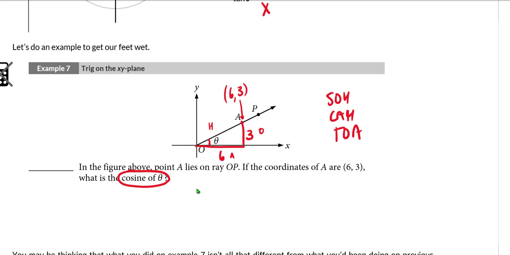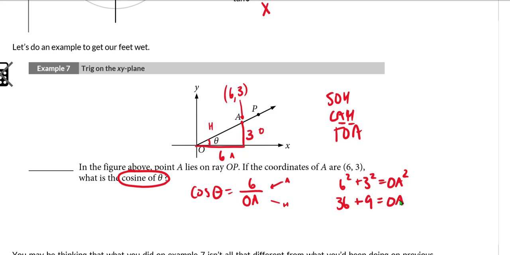In order to find cosine of theta, we do need the adjacent side, which we have. We do need the hypotenuse, adjacent over hypotenuse, which we don't have. The hypotenuse is OA. How do we figure out OA? We do the Pythagorean theorem. We're going to do 6 squared plus 3 squared equals OA squared. This is 36. This is 9. This is 45 equals OA squared.